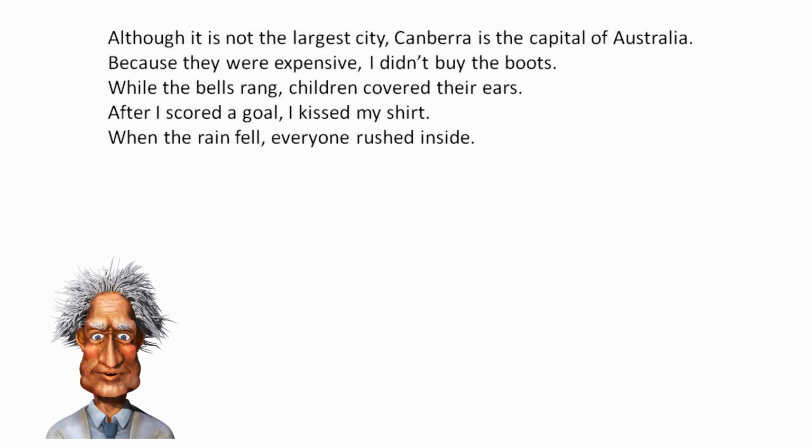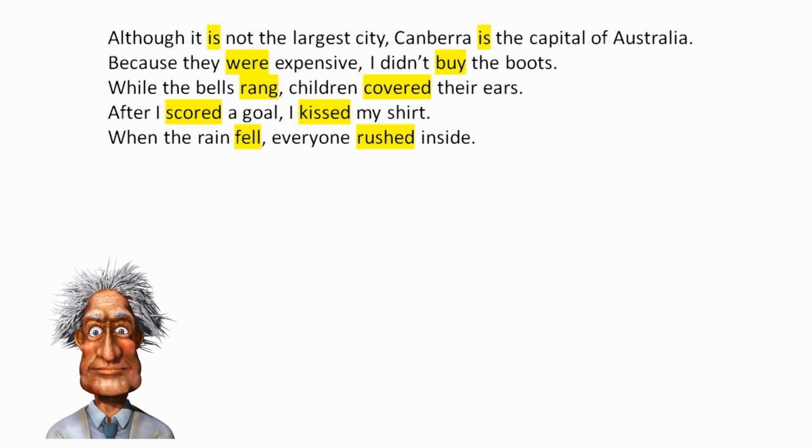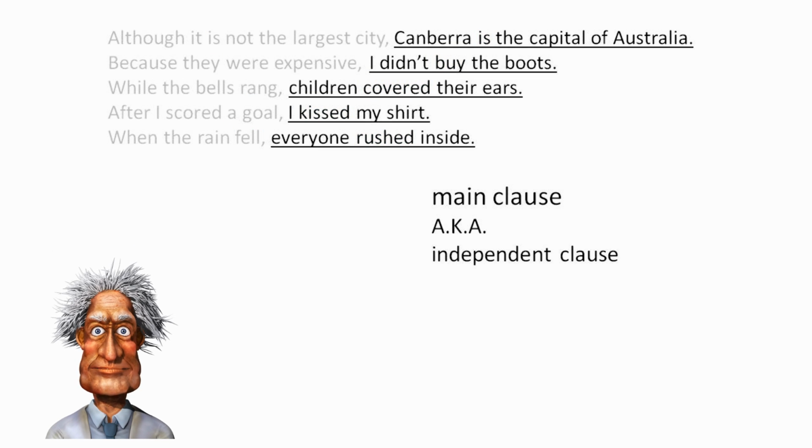Here are some examples of complex sentences. Each of these sentences has two verbs. Now, all complex sentences must have a main clause and a subordinate clause. In these examples, we have underlined the main clause.